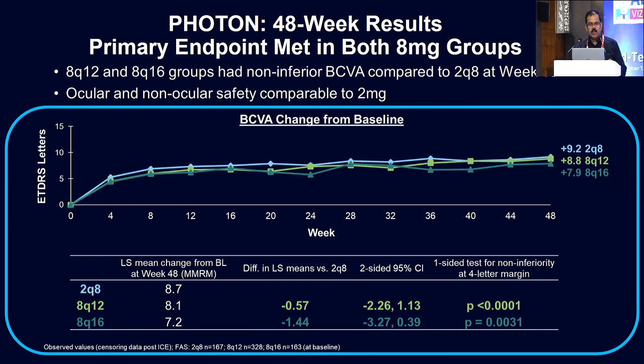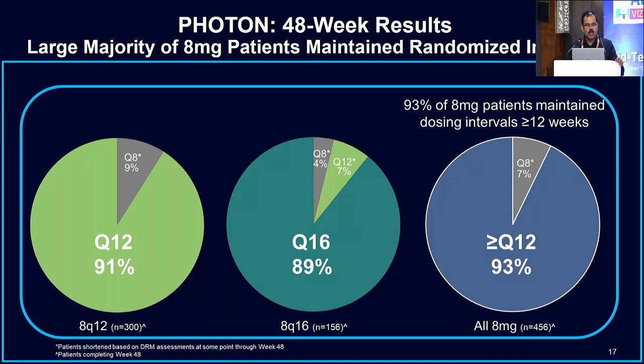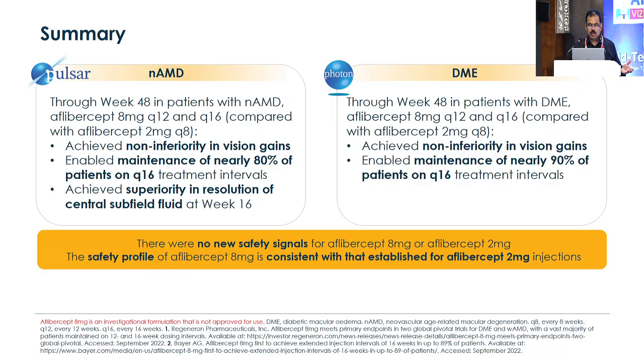So the primary endpoint in both the 8 milligram groups was met. It had non-inferior visual acuity as compared to 2 milligram 2 monthly in diabetic macular edema as well, and side effects were also comparable to the current gold standard. About 90%, 93% of patients could be maintained at 3 monthly injections, which means with both PHOTON and PULSAR, these patients will receive 4 injections in a year, which is a very, very important step in improving compliance and making patients happier, with fewer injections.